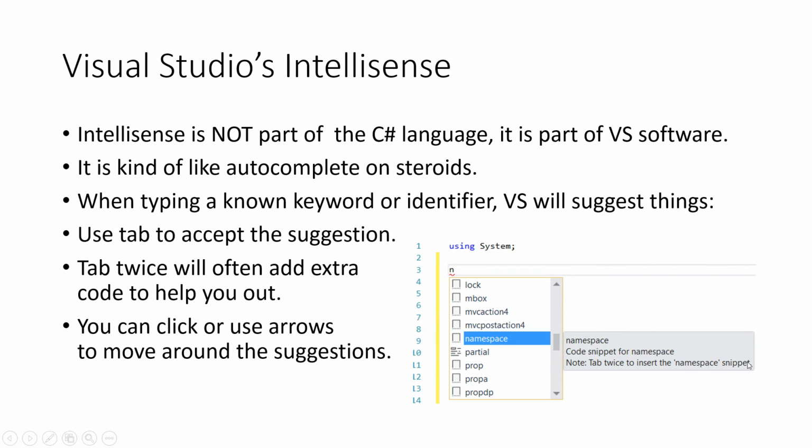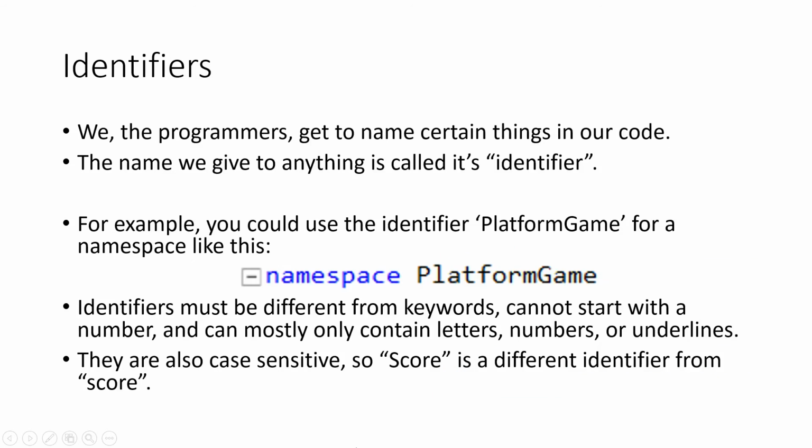This is IntelliSense, which I've used a few times already. Start typing and it will try and guess what it is you're trying to put in. It's a bit like autocomplete. You can use tab once to fill it out, or tab twice as it says here. Sometimes we'll add extra code to help you out. Identifiers are names you choose, and you can identify namespaces, classes, variables, all kinds of things.